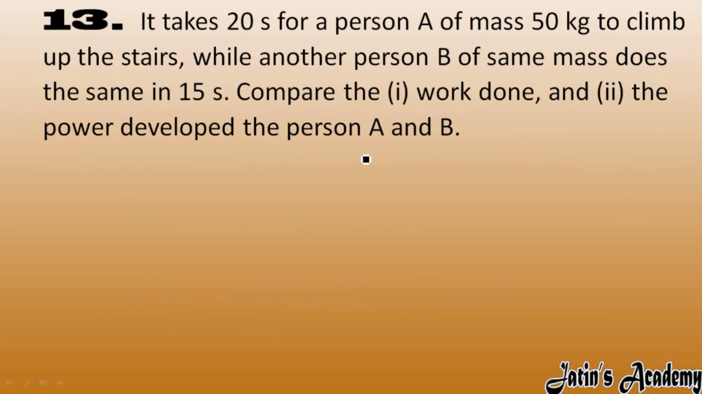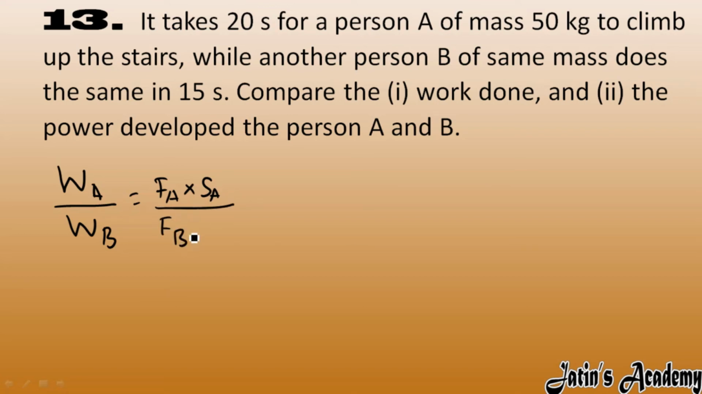Next we have, it takes 20 seconds for a person A of mass 50 kg to climb up a stair while another person B of same mass does in 15 seconds. Compare the work done and power developed by person A and person B. Now we have to compare the work done. Carefully see. Work done directly we will compare, work done by A, work done by B. Directly we will calculate. So this is force by A, displacement by A. This is force by B, displacement by B.